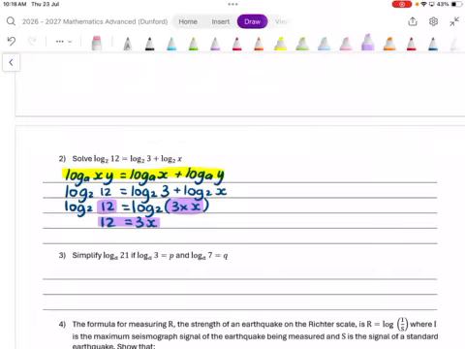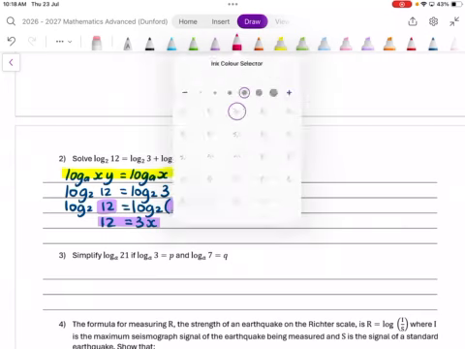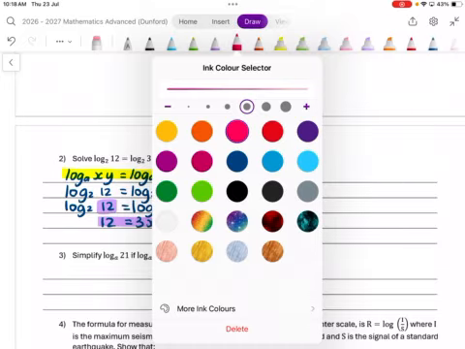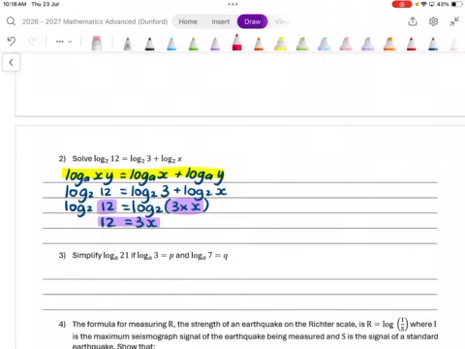And then we are trying to solve. When we're trying to solve something, we're being asked to find x. So to find x, we just need to divide by 3 to get x equals 4. Yes? Okay.